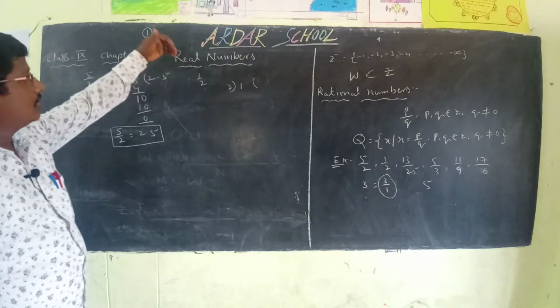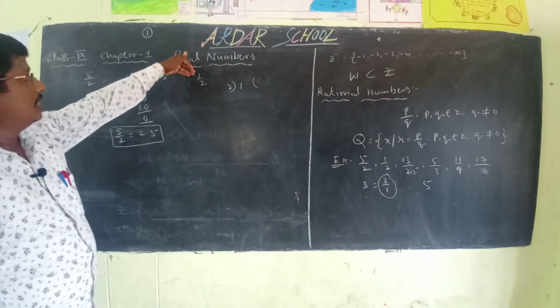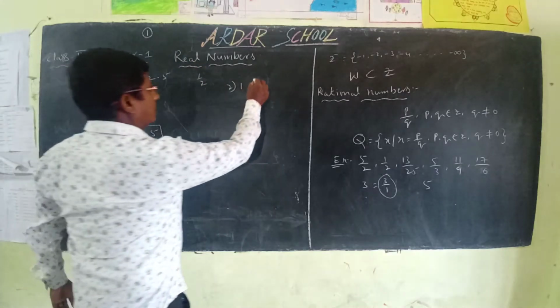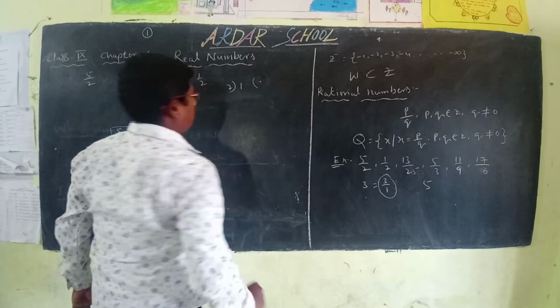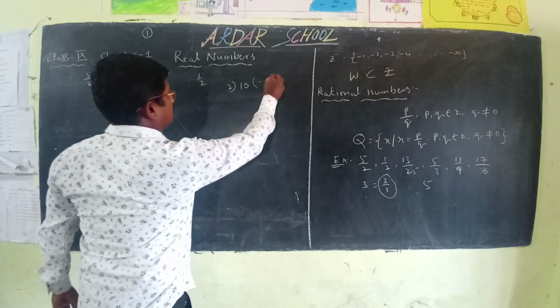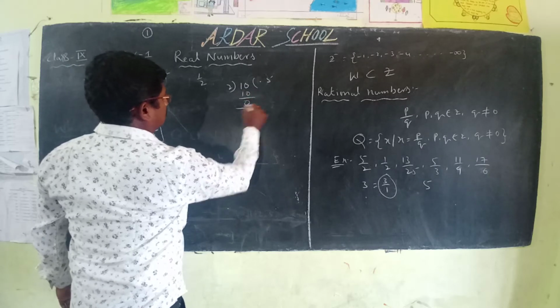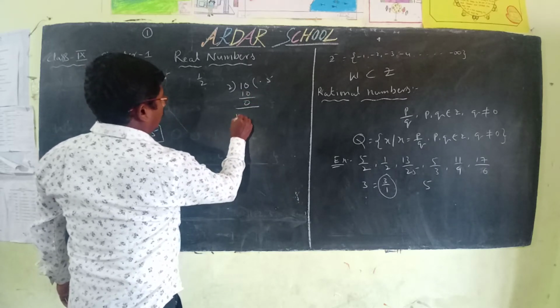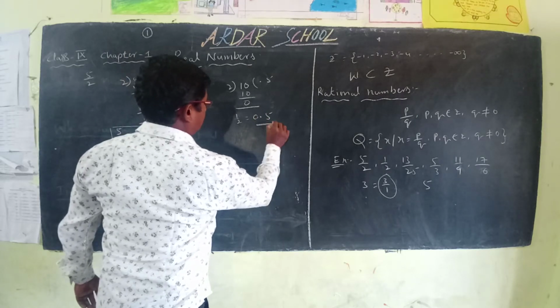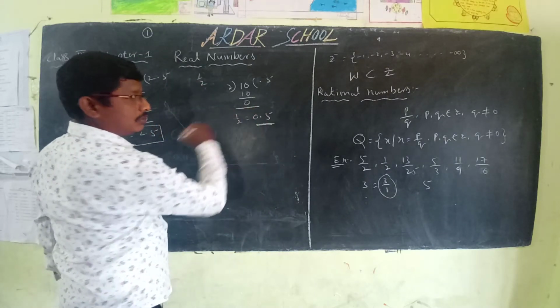Here the dividend is less than the divisor, so I have to take the decimal point at the start. Take 0. So 2 fives are 10. Therefore 1 by 2 is equal to 0.5. This is the decimal, the rational number converted into a decimal.